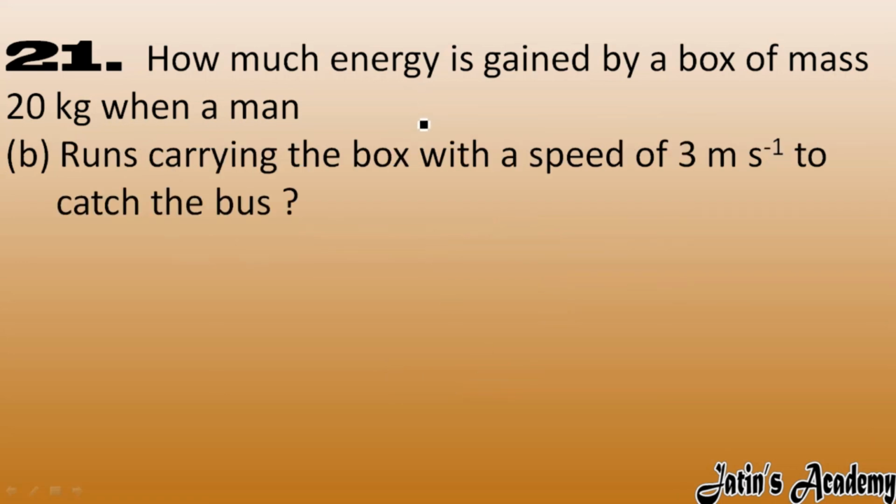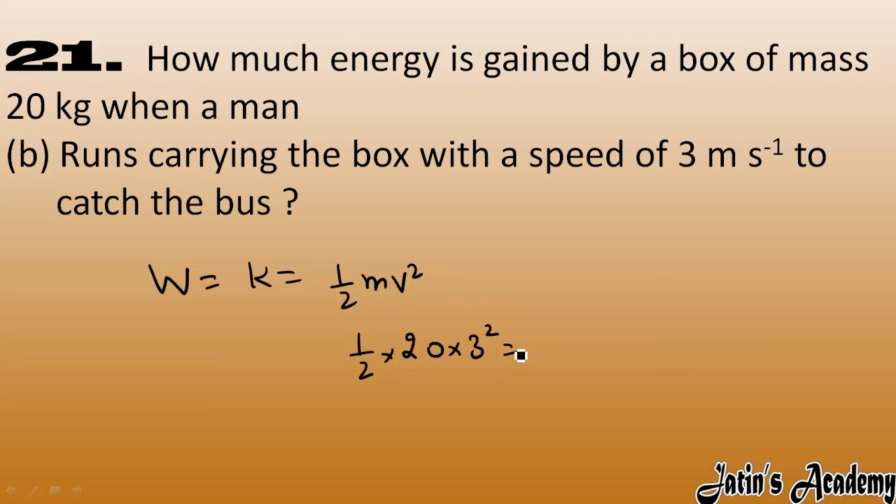Next we have a man who runs carrying a box with speed 3 meter per second to catch the bus. Now the mass is moving with some speed. So in this case energy gained or work done is equal to kinetic energy, which is half mv square. Why? Because mass is there and it is moving with some velocity. So half, mass value is given as 20 and velocity square we have 3 square. So here it cancels out 10. 10 into 3 square means 9. So here we got 90 joule energy gained by the box when the man is moving with speed 3 meter per second.